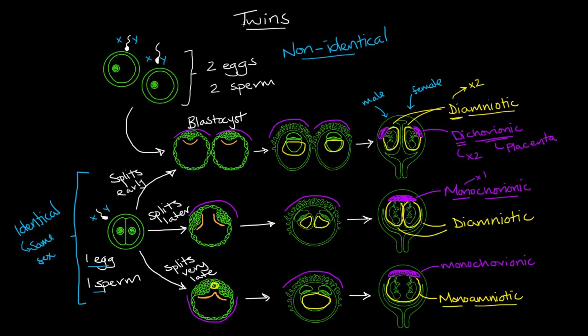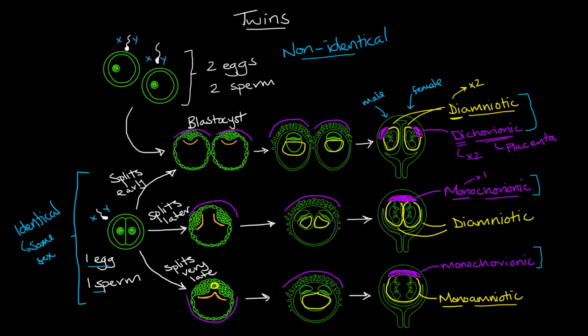So if you have a mother who has monochorionic twins, then you know that the twins are identical twins. If the twins are diamniotic or dichorionic, you don't know if the twins are non-identical or identical, unless they're a different sex, in which case you know that they're non-identical. But if they're the same sex and they're dichorionic, then you won't know if they're identical or not until you do more genetic testing.